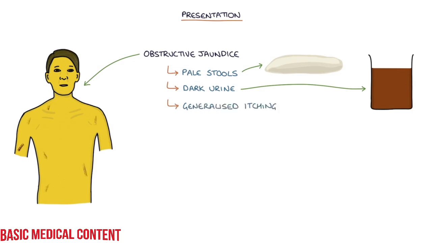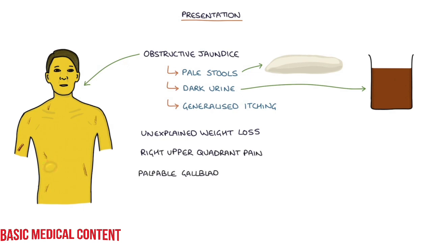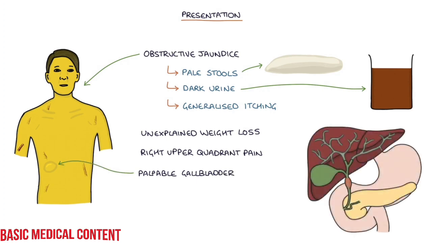Other non-specific signs and symptoms of cholangiocarcinoma include unexplained weight loss, right upper quadrant pain, a palpable gallbladder, which is swollen due to an obstruction in the duct that's distal to the gallbladder, causing a back pressure of bile building up inside the gallbladder, and finally hepatomegaly.